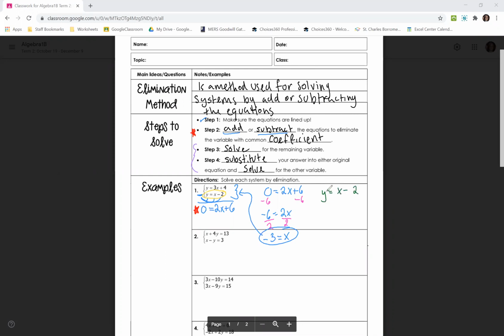So if I can find out what y is if I know what x is, but I do know what x is, right? X is negative 3. Okay, so I have negative 3 minus 2 is a negative 5. And those are my solutions. Remember, solutions, if you plug them into these equations, both of those equations will be true. If you graph these equations, the point negative 3, negative 5 would be the point at which they intersect.